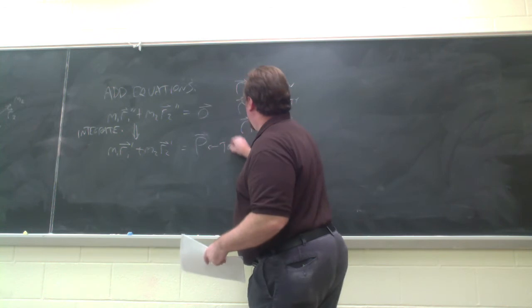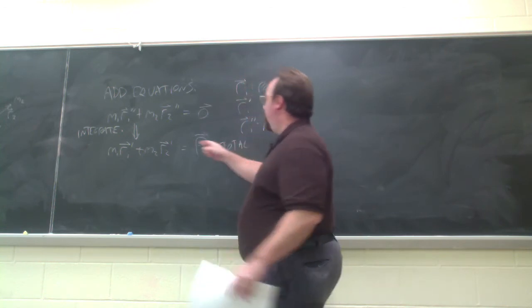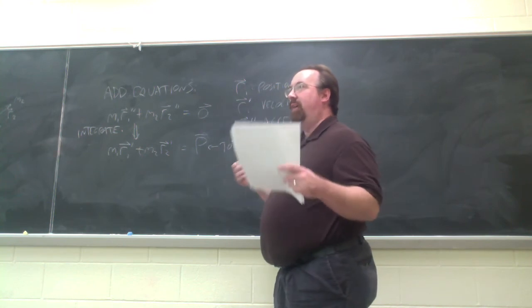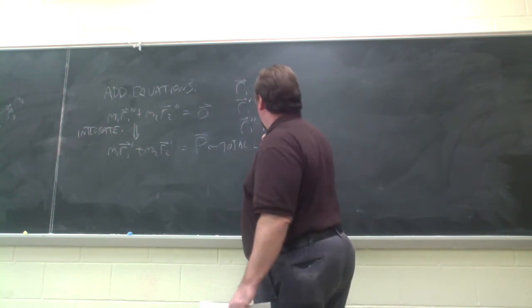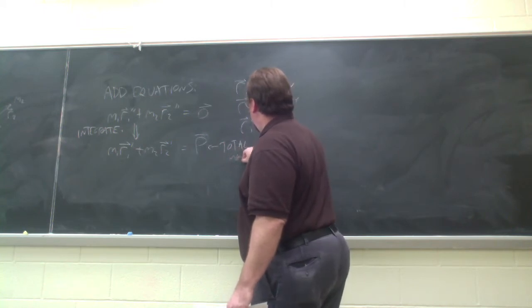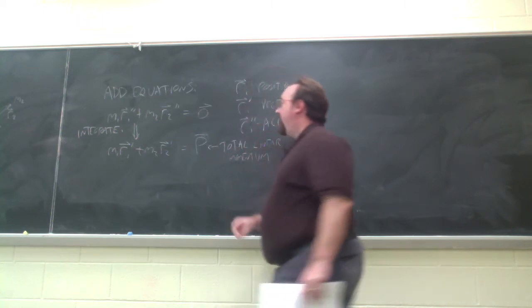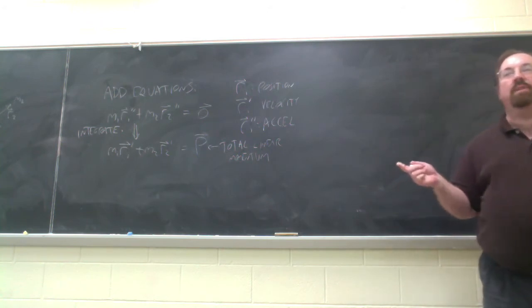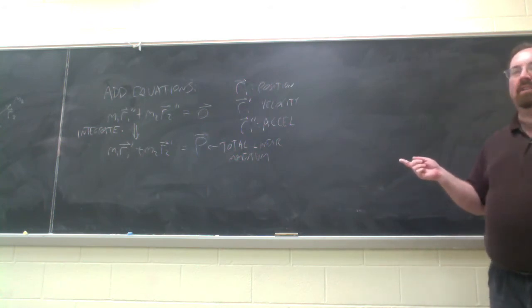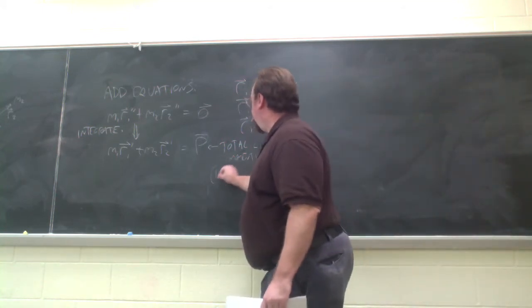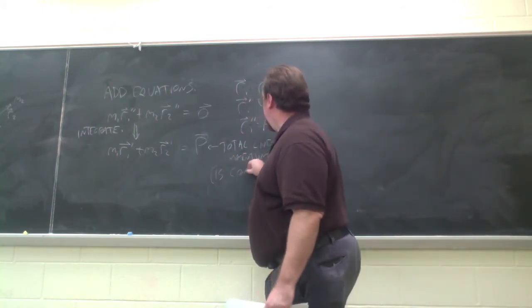Well, the sum of all the masses times velocities, the sum of momentum of both bodies, is the total linear momentum. But the key thing here is the left side is a function of time, but the right side is a constant vector. So what we're getting to is that we have conservation of linear momentum.